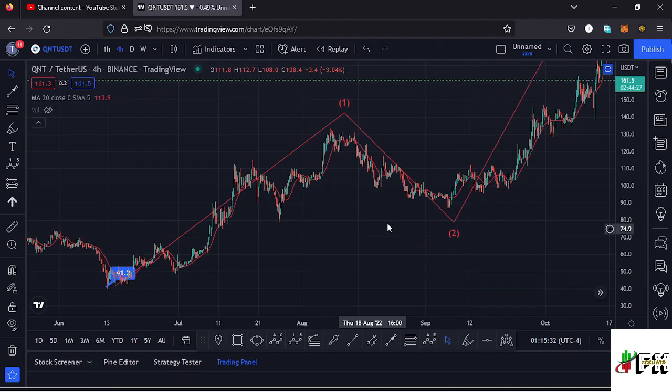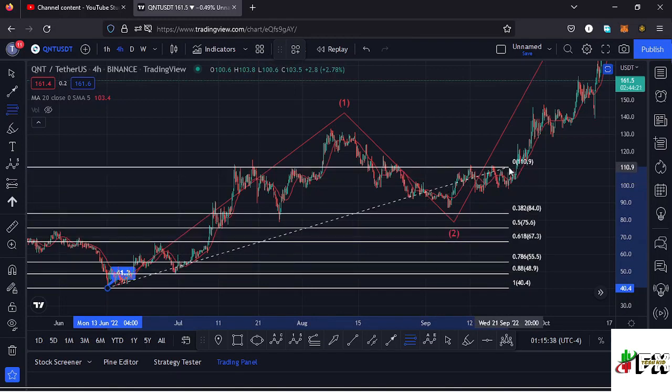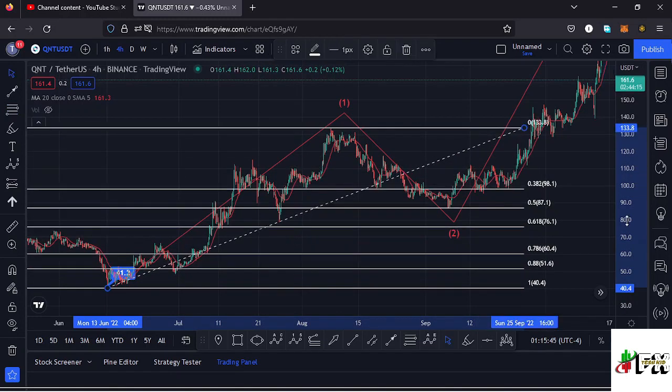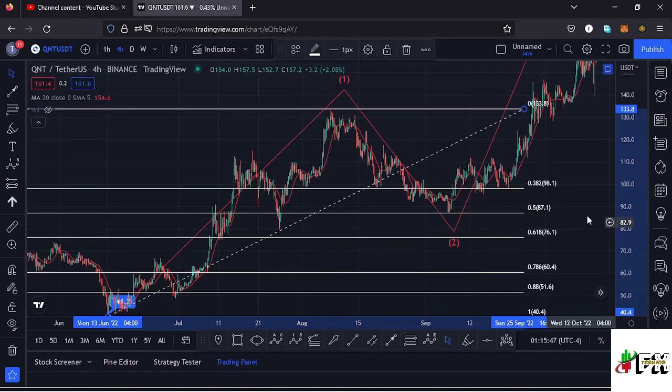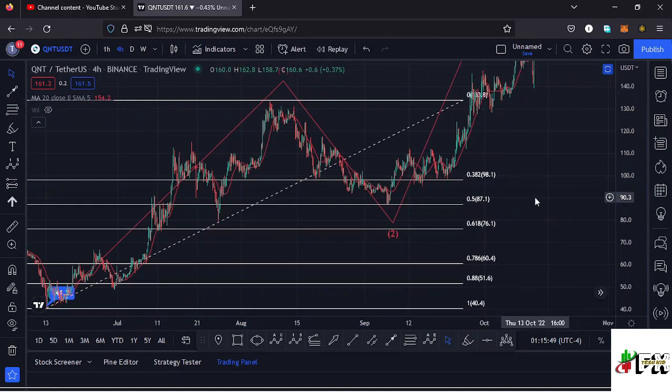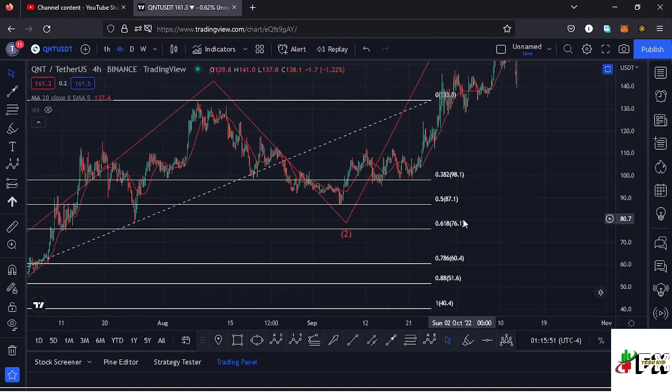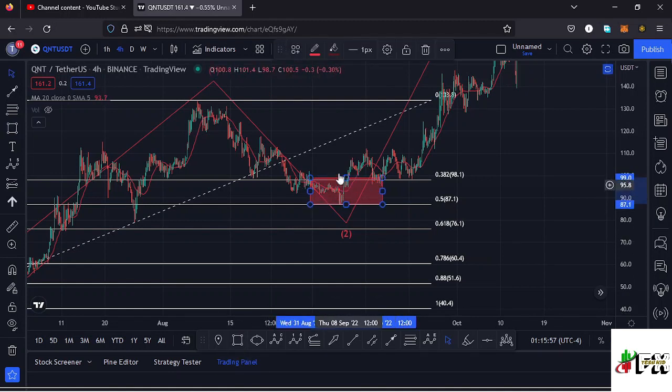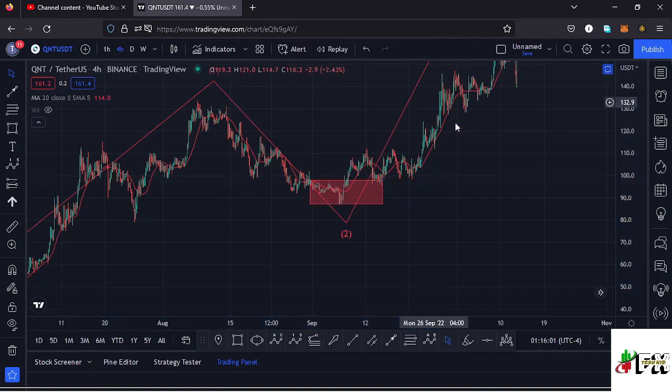in the formation of a wave 2, and using the Fibonaccis we can get a minimum target area to the lower side, connecting them from the low of that first wave to the high of that first wave, and that gives me a minimum retracement area between the fib level 0.382 and the fib level 0.5, and I can mark that target area here on the charts, and you can see that Quant has retraced into that target area.